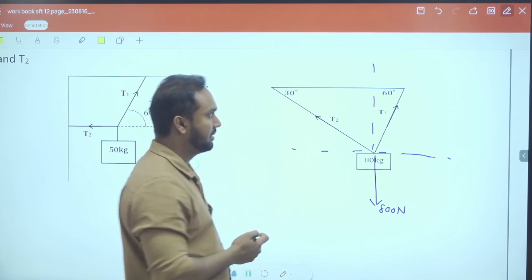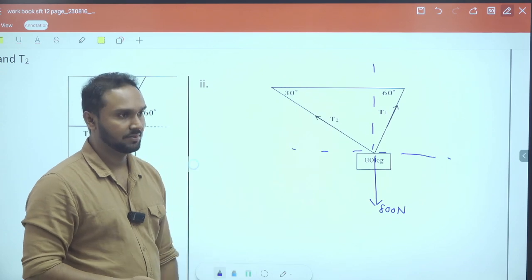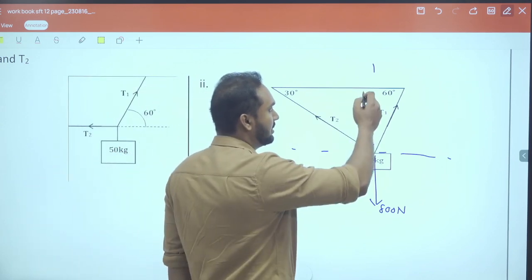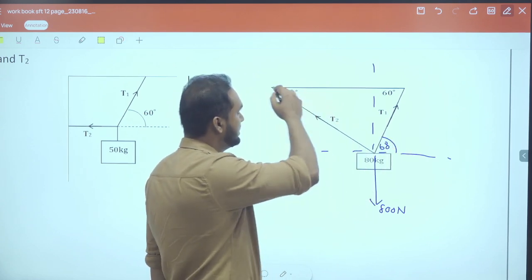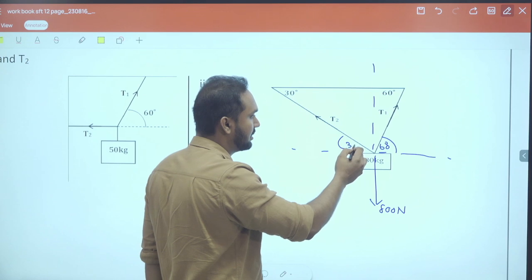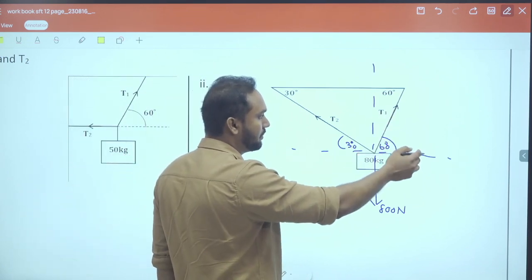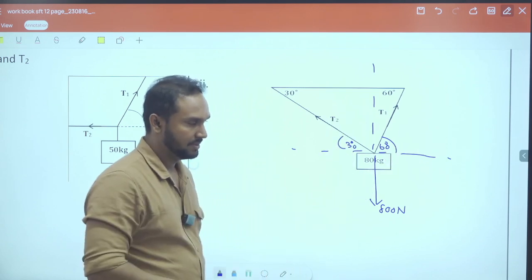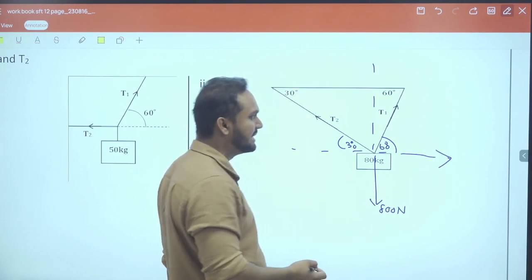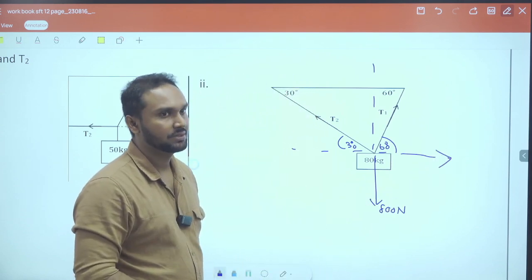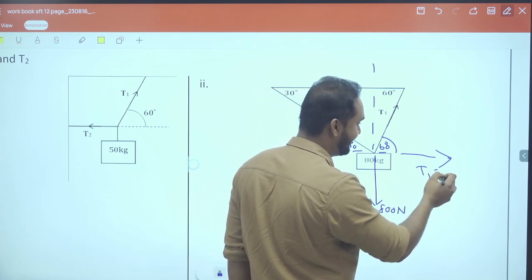Now before breaking them into components, you have to have the angles. We don't have angles, so what do you do? Take the angles. Now if this is 60, this also should be 60. And if this is 30, this also should be 30. Now you have the angles. Now break down the components. T1 has two components, in the x-axis and the y-axis, right? So what is the component of T1 in the x-axis? T1 cos 60.